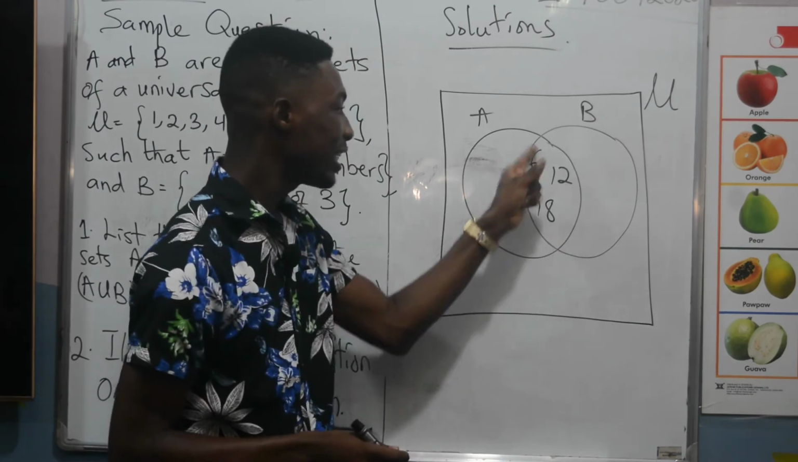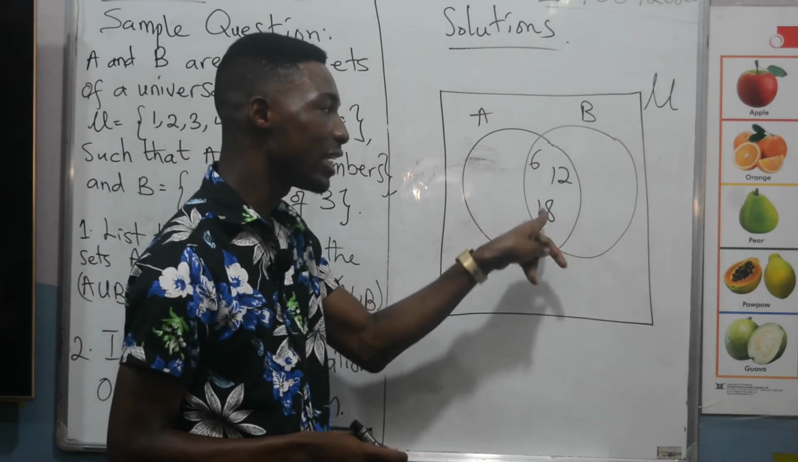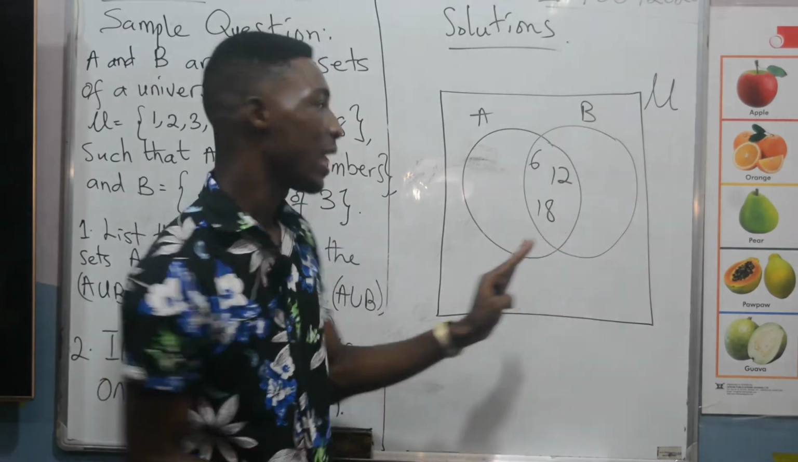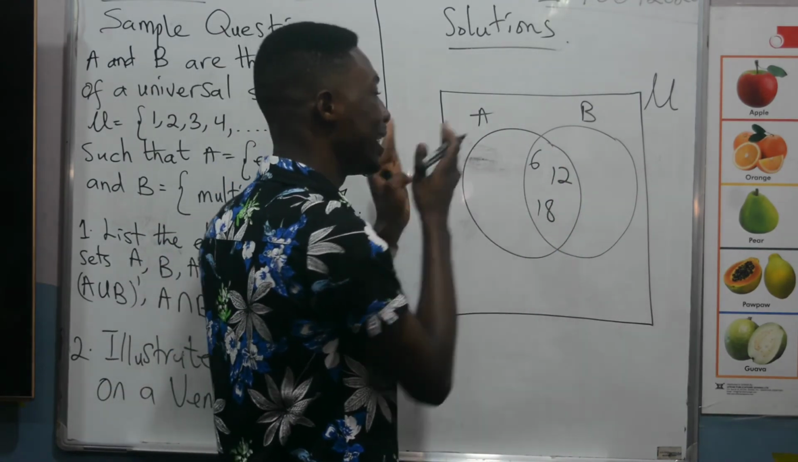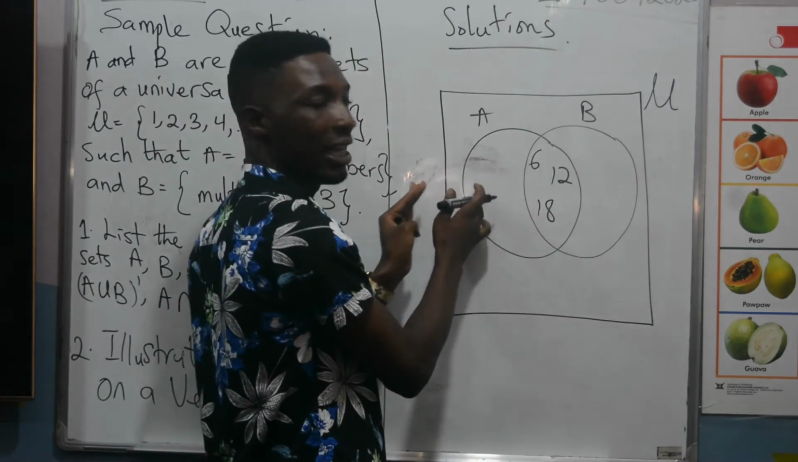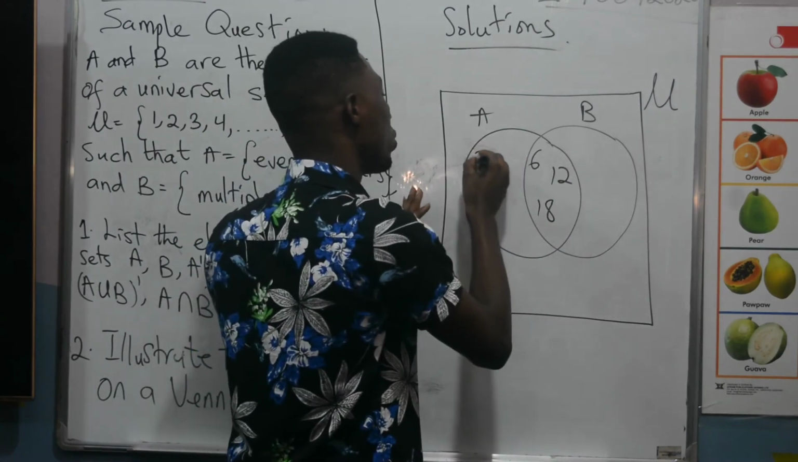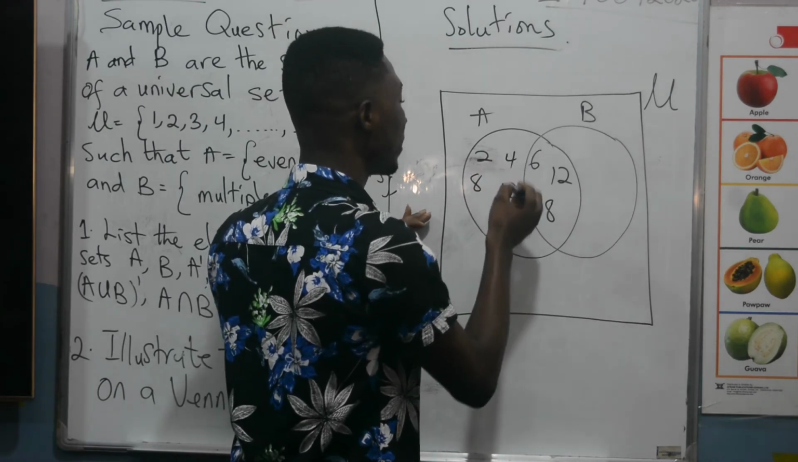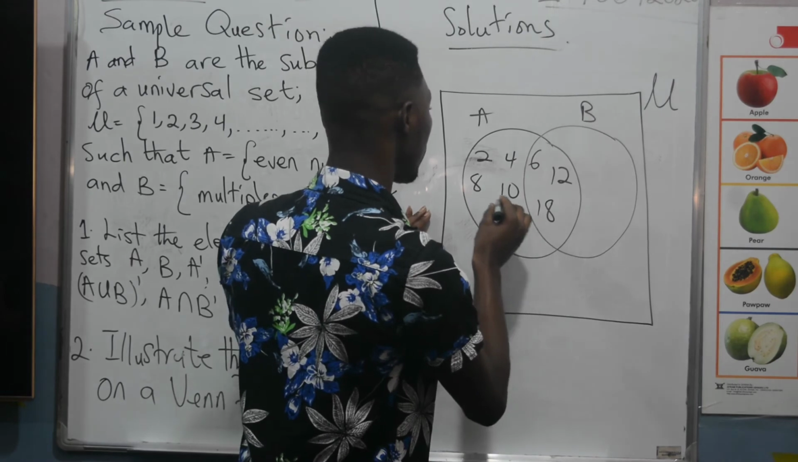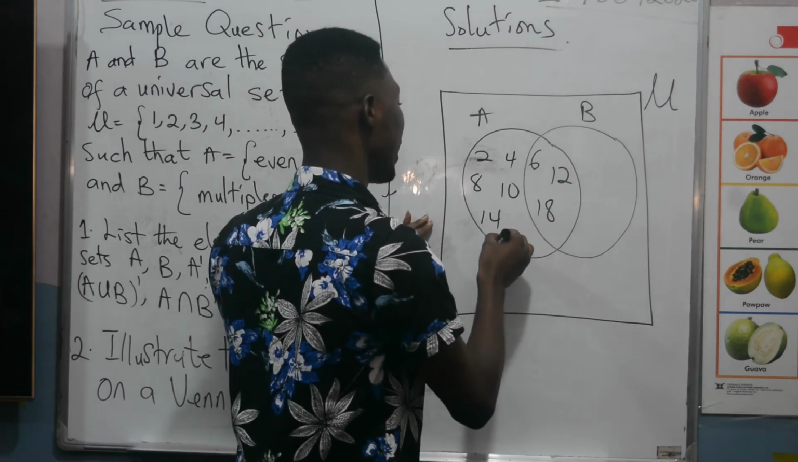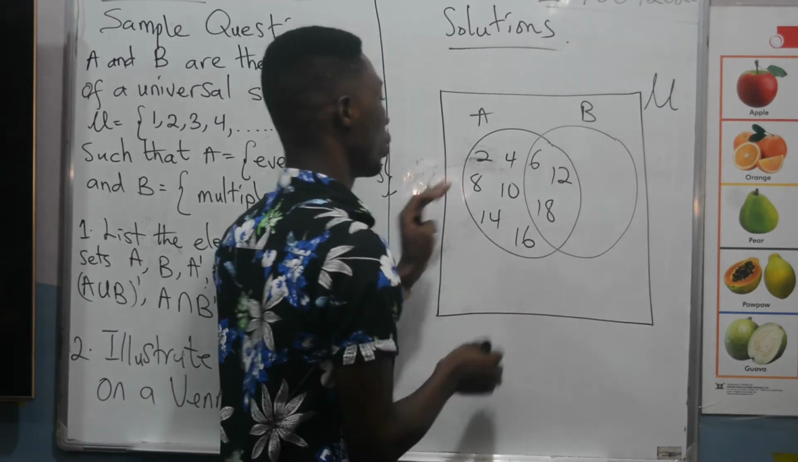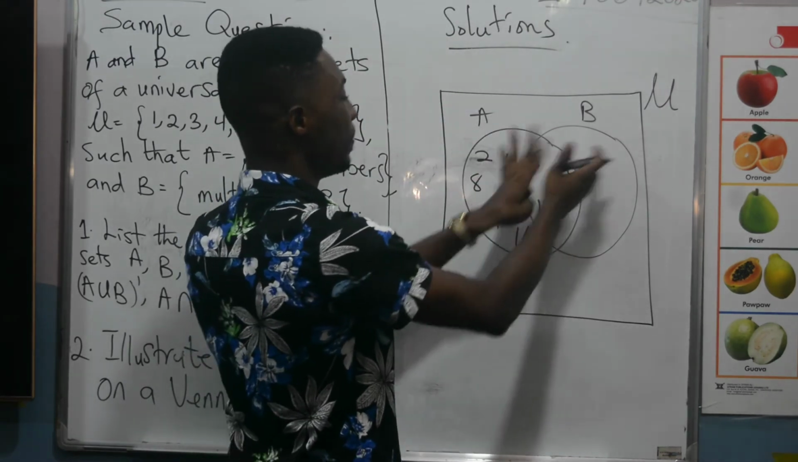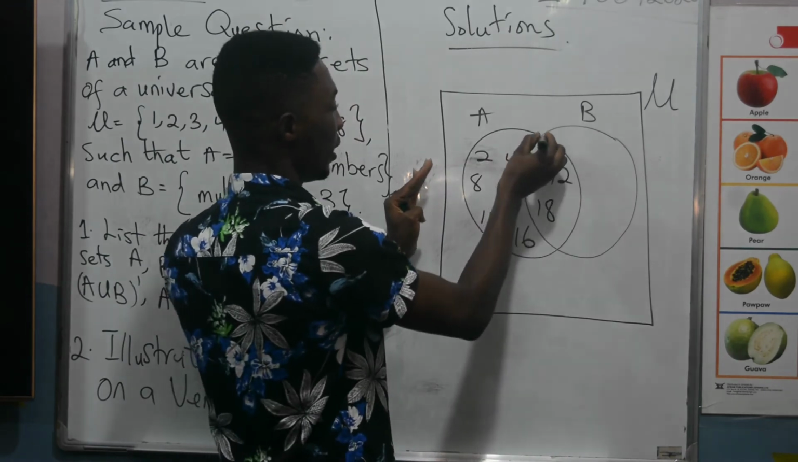So this region here, you can see, is containing elements that are in A and at the same time in B. Then I come to here, the elements that are in A but are not in B will be here. What are they? I have 2, 4, 8, 10, 14, and 16. So these are the elements that are in A, but they are not in B. So they will be here, in this region.